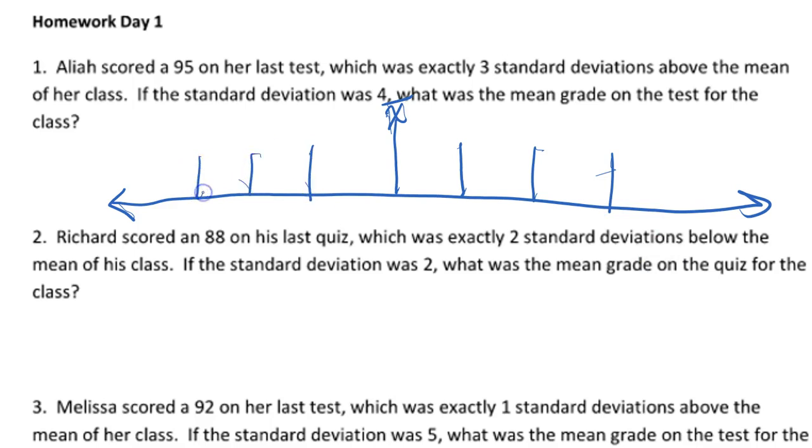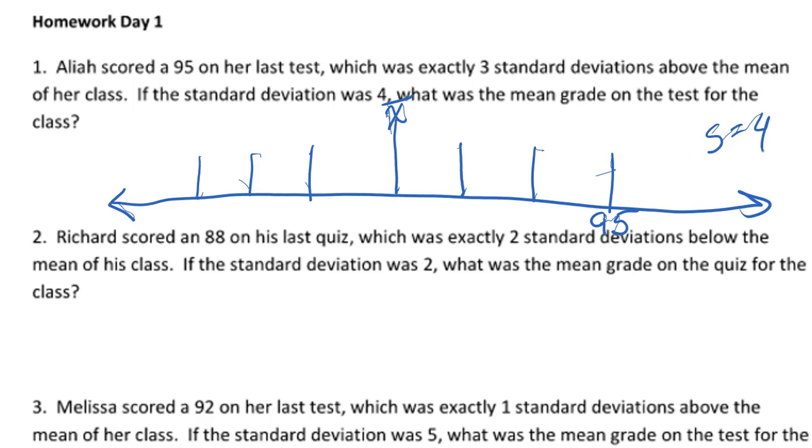I'm not drawing the curve part on there. Again, we completed these all last week already. So it says she scored a 95, which was 3 above the mean. So that gives me my 95 up here, because again, that's 3 jumps above the mean. And the next thing it tells me is the standard deviation, or my S, is 4. So that means for every jump I make, it's a distance of 4.